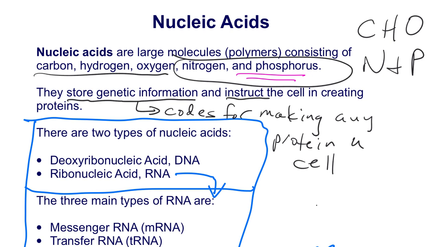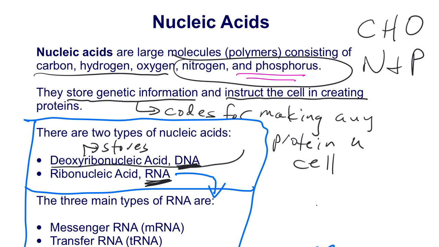Nucleic acids also help. There's different kinds of nucleic acids, the ones that store the recipes and the ones that carry through the baking of the proteins, the making of the proteins from the recipes. So there's other nucleic acids besides the ones that are just the library of the recipes for making proteins. Okay, so there's two types of nucleic acids: DNA, deoxyribonucleic acid, and RNA.